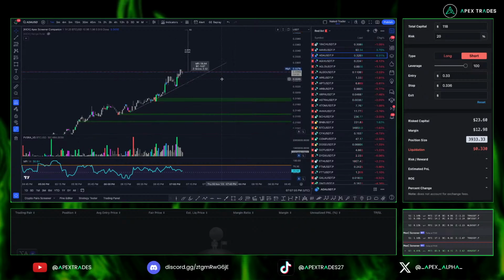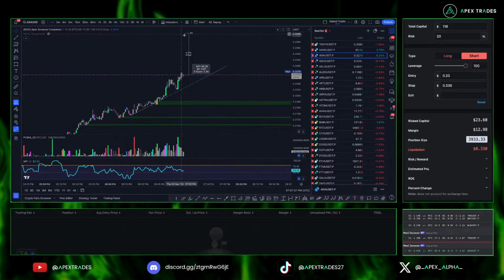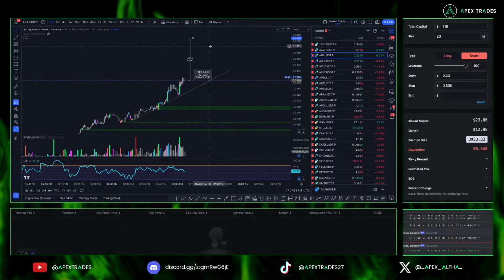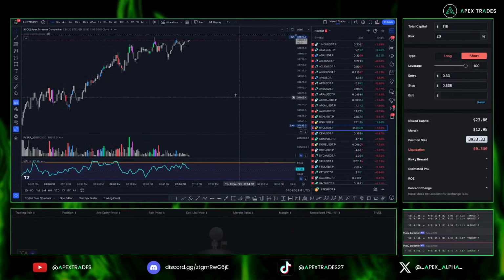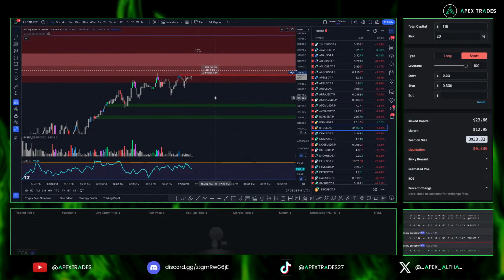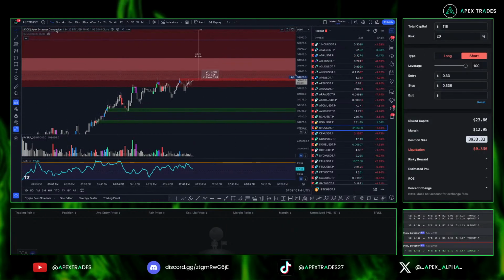Got two ideas at the moment. I like the look of ADA. I would love it if ADA comes up to R3, that would be ideal. And we should see some nice trades. The other one is BTC, which we've got an alert set. It's coming into the zone right now. Let me just take the screener off.